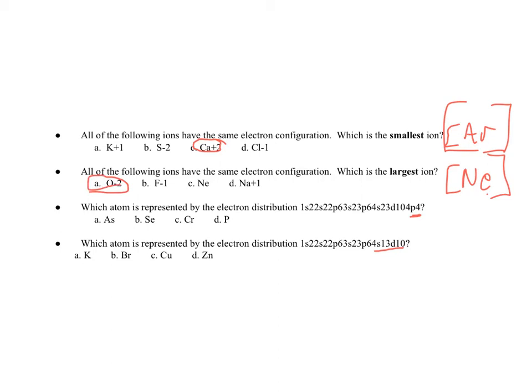And then which is represented by the electron distribution that was given there. It's a 3d10 4p4, so now we're into the 4p, and count 4 over and you get to selenium. So that one's selenium. And then 4s1 3d10 is one of the exceptions that we worked with before, and that one is copper.